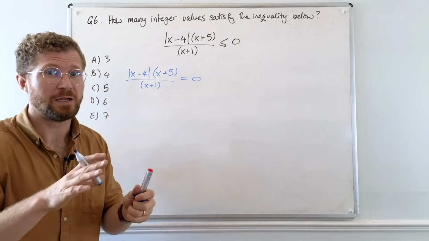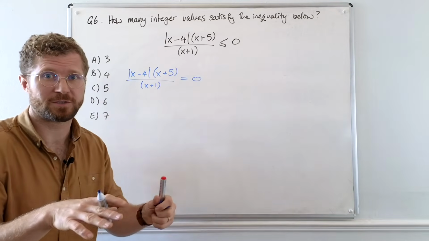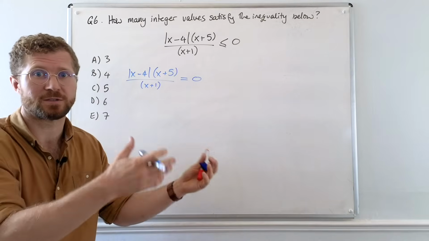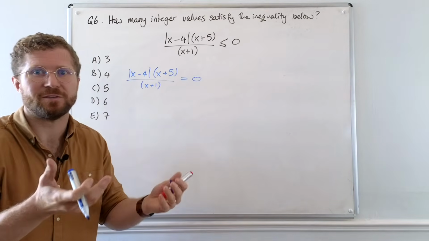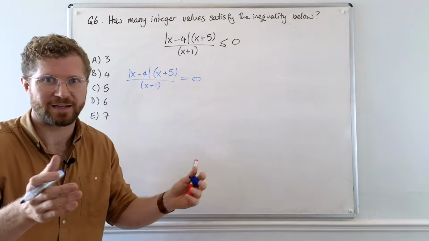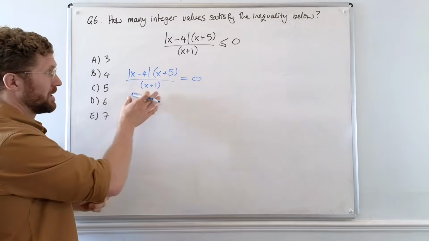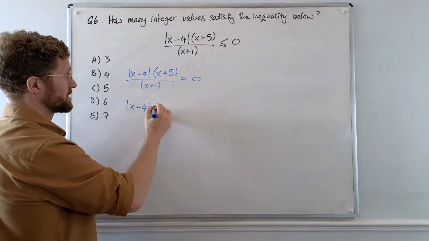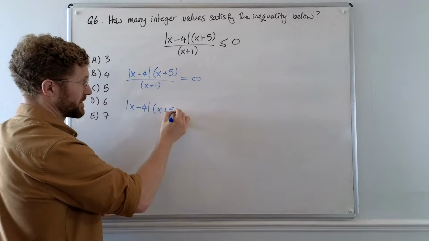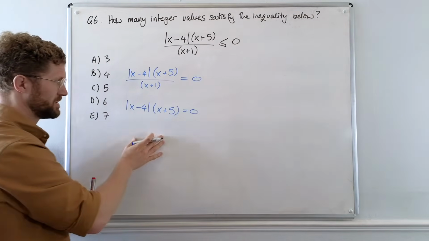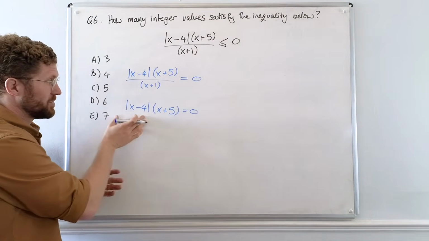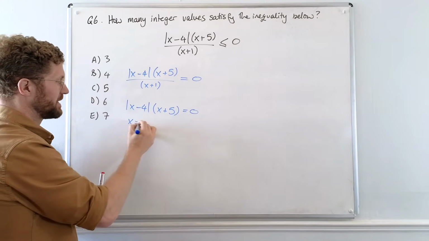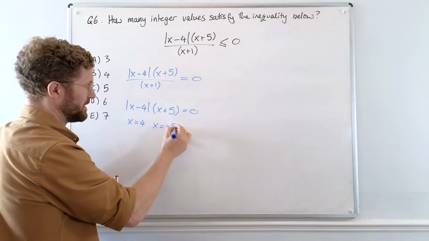Now, just to be careful, I'm not looking for what happens when the bottom part of this fraction equals 0, because something divided by 0 does not equal 0. It's undefined. Try it with your calculator. Your calculator will just throw back an error message at you. So in this case, I can ignore the bottom of that fraction, and this is just saying what happens when the absolute value of x minus 4 multiplied by x plus 5 equals 0. In this case, because I want this to equal 0, the absolute value sign is not doing much. This whole thing will equal 0 when x is equal to 4 and when x is equal to negative 5.